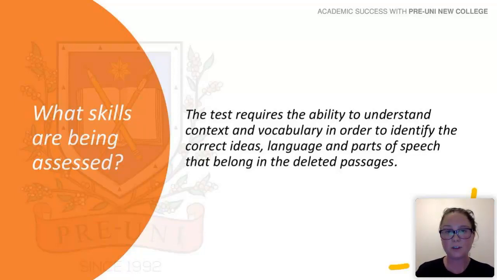Parts of speech that belong in the deleted passages, what that's referring to is looking for how the sentences are structured. Are they in the past tense? Are they present? Are they a dependent clause or an independent clause? Might it be following on from a main idea? Can you use signal words such as therefore or after to be able to link the gaps in the text? So those are some of the tips that we talk about to the students to help them in the test. In that sense, some of it is predictable still.